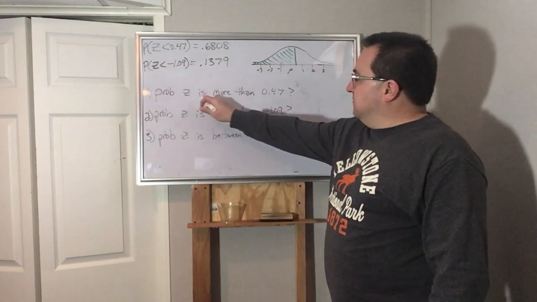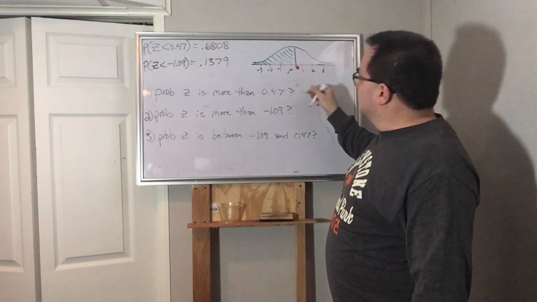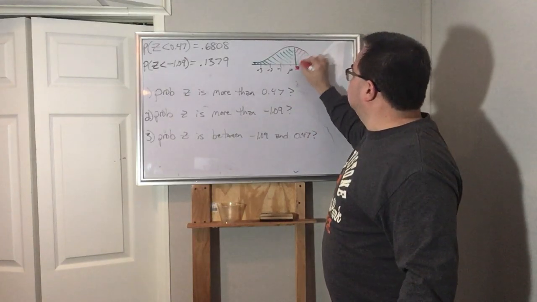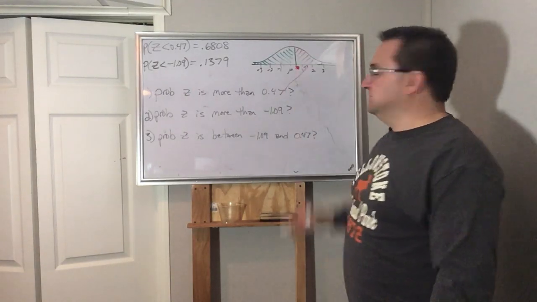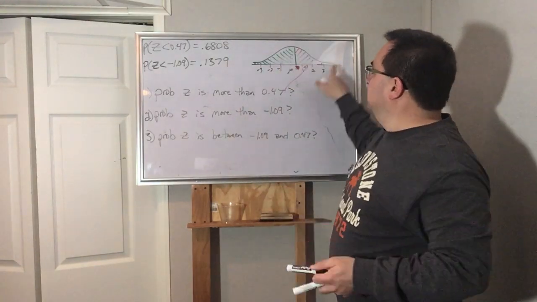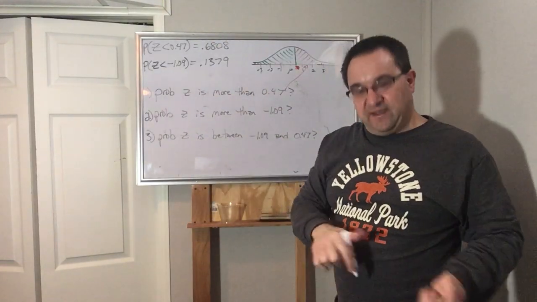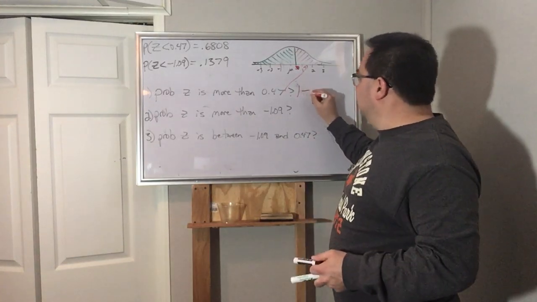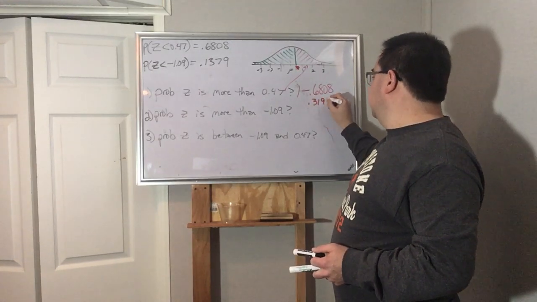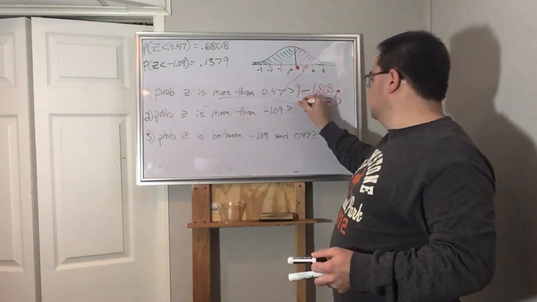So what's the probability that z is more than that same 0.47? Right? This was less than. This is more than. This would be the other side. That is what this is asking. How much is that part of it? Do you see that that would be 100% or 1 minus 68%? It's whatever's left. So this is going to be 1 minus 0.6808, which is 0.3192. This is my answer.